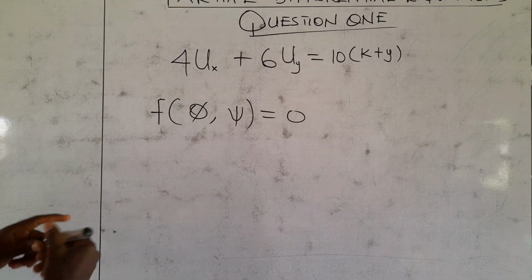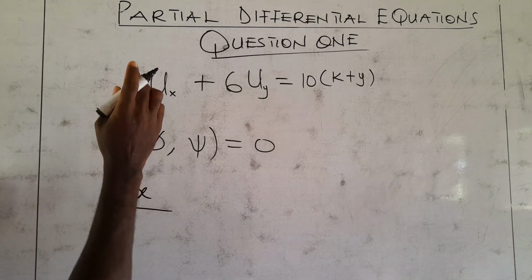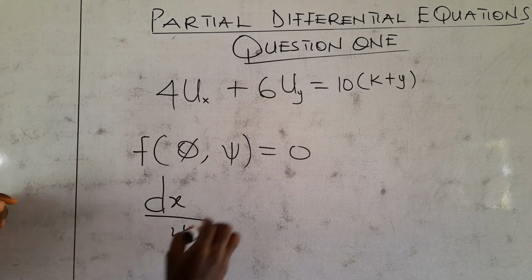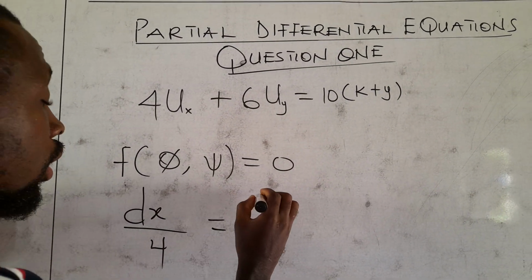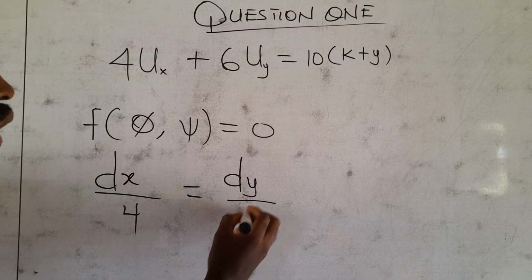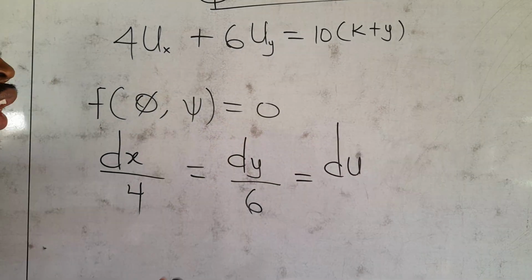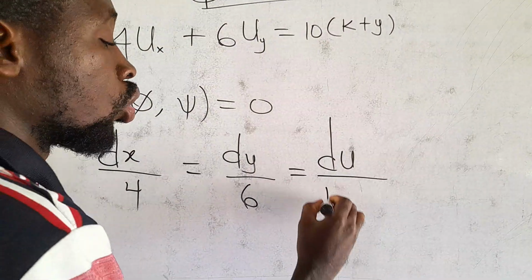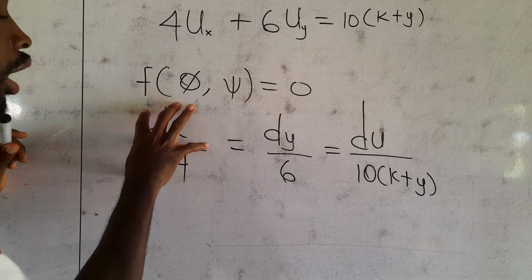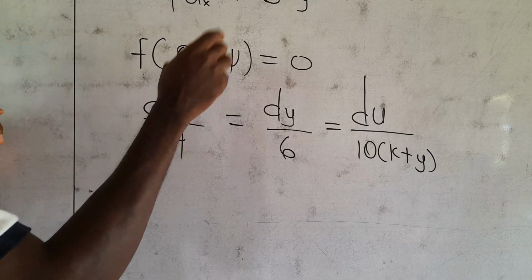How do we form the characteristics equation? The characteristics equation is dx over the coefficient of the partial derivative of the function with respect to x, so 4, equal to dy over the coefficient of the partial derivative of u with respect to y, so that will be 6, equal to du, the dependent variable, over 10(k + y). So how do we find this? We take this equated to this, and this equated to this, to get the two constants. The first constant is π and the second is φ.